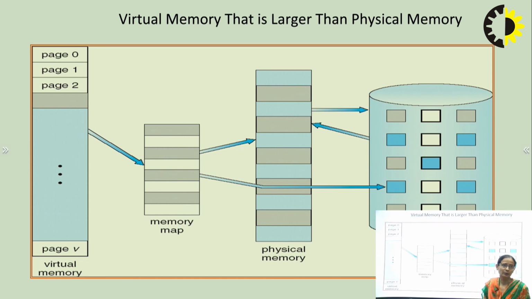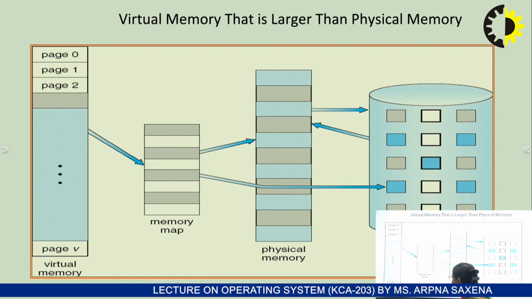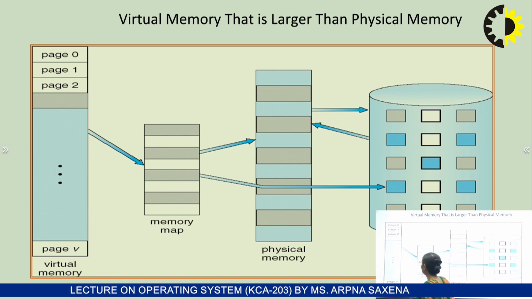So virtual memory is larger than the physical memory. This I had already explained to you. In this figure, what is happening? This is the memory map of my process. Virtual memory. Now we are calling it the virtual memory.